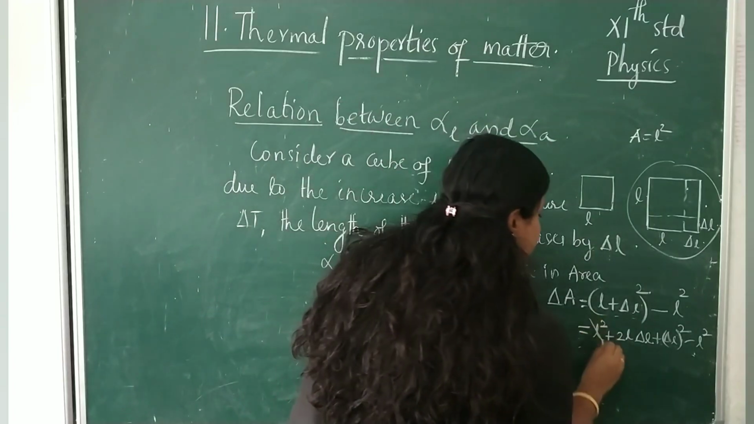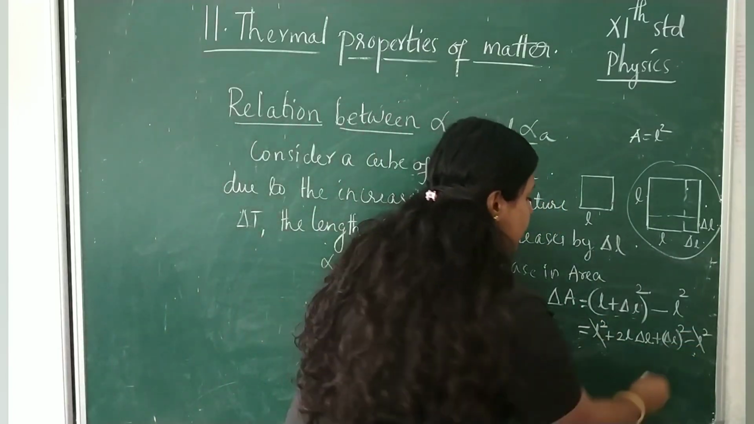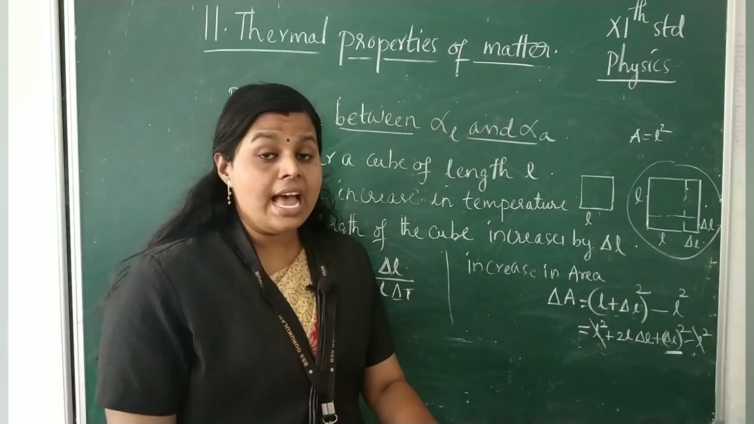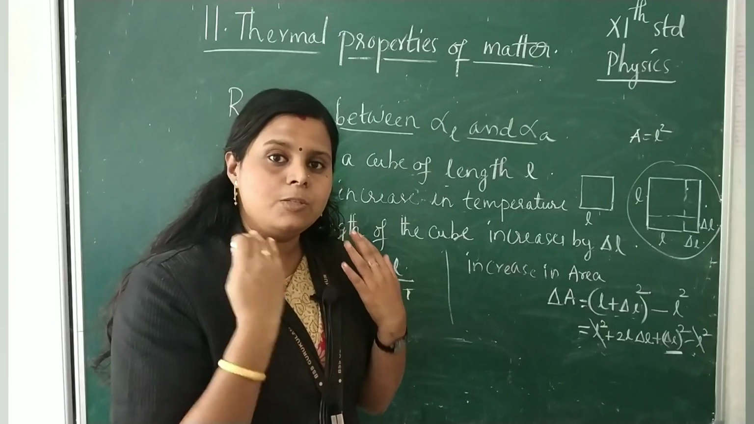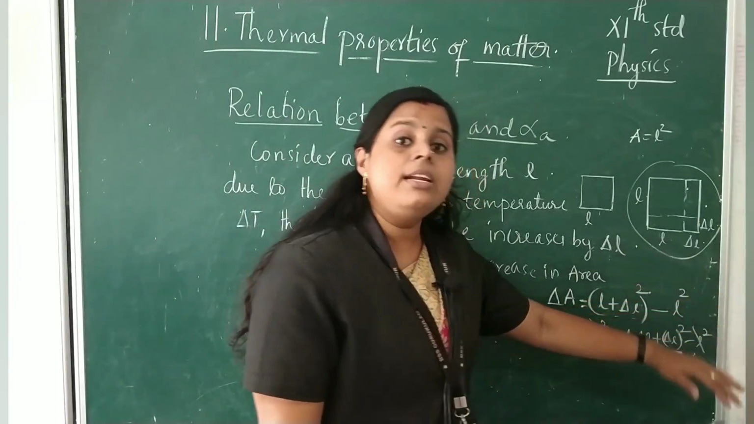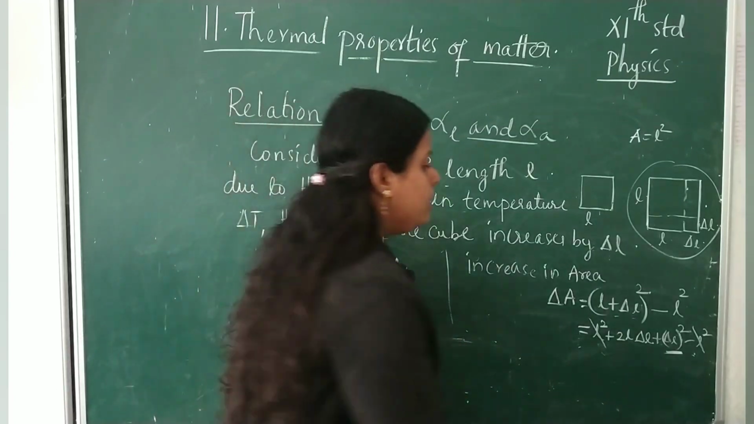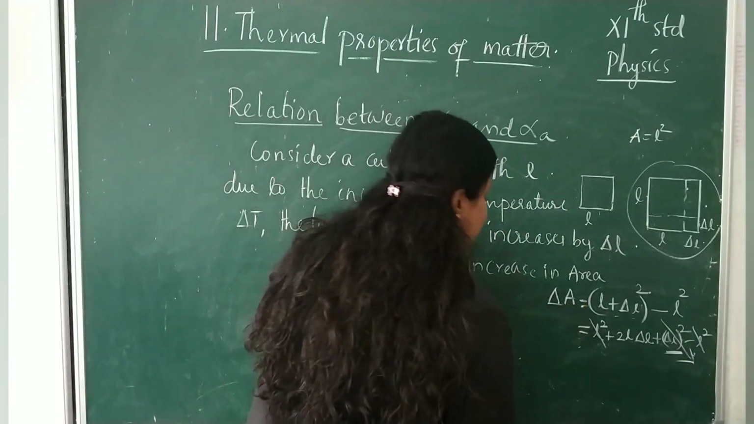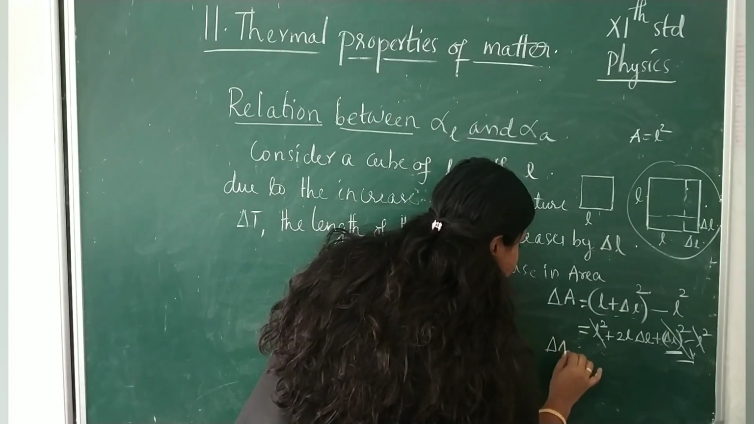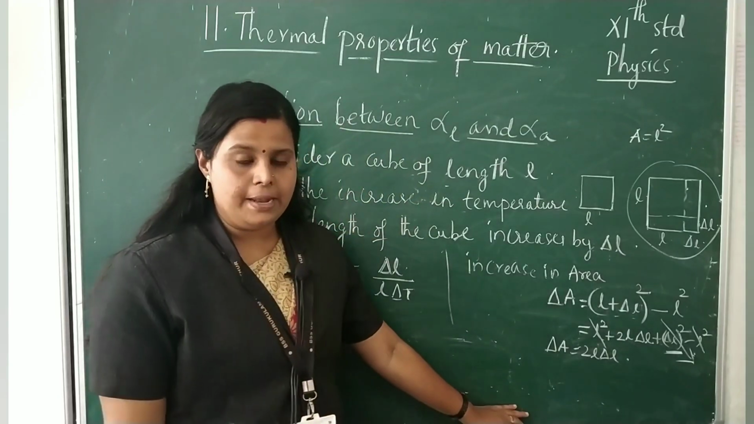Clear? So L square minus L square get cancelled. Now listen, here in this case, delta L, which is a small change in length, is such a small term that when we take its square, this term becomes even smaller. So in this case we can neglect this term. So here what is delta A? Delta A is equal to 2L into delta L.